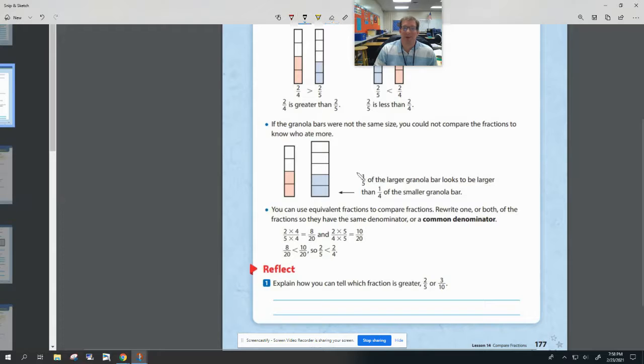Okay. What's bigger? 10 or 8? Obviously, 10 is bigger. When you're going to the numerator, if the denominators are equal, you treat the numerators just like they're regular whole numbers. Okay. And the 10 is bigger. So you know that 8/20 is less than 10/20. So 2/5 is less than 2/4. So you can do it either by doing a model or by finding common denominators.